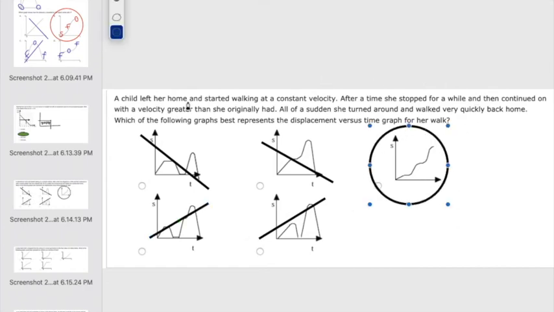Let's just double check. So the second velocity is greater, and then all of a sudden, oh man, all of a sudden she turns around and walks quickly back home. So I was pretty excited to eliminate this one, but I think we made a mistake there. There is a stop, and there is a slow part, but then it goes faster here. And this goes then quickly all the way home. This one is quickly all the way home, but this part here doesn't work for us, and so we're going to take this as our correct answer.